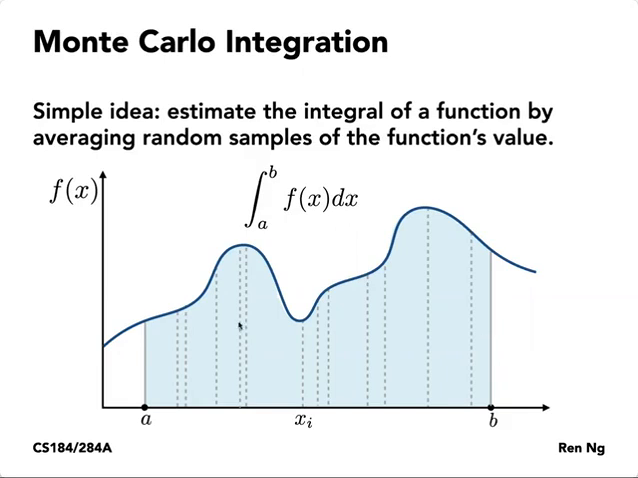This is the picture here, but before, with quadrature, we would choose structured, regular sample locations and apply the rectangle rule or trapezoidal rule. Here it's different. We choose these random sample locations inside this interval from a to b. We evaluate the function at each of these random locations, and then we're going to try to estimate the area under the curve from these random function evaluations.